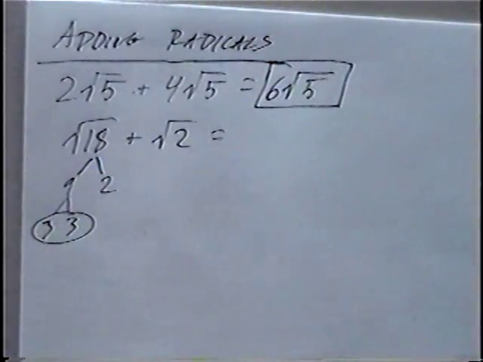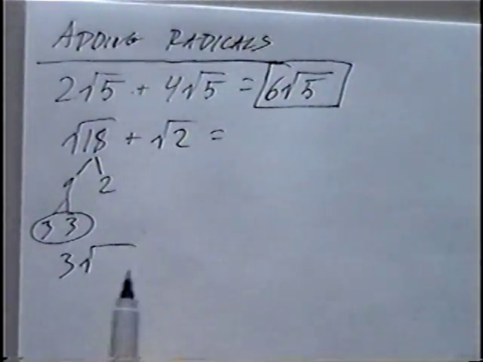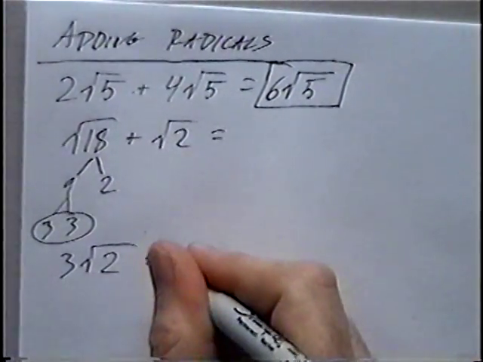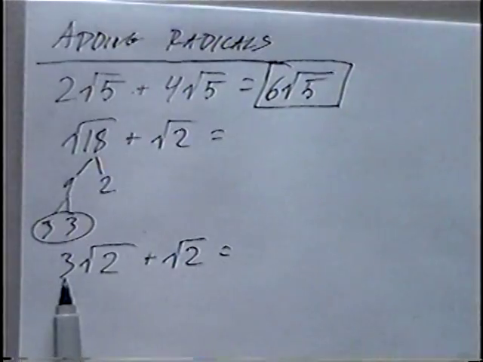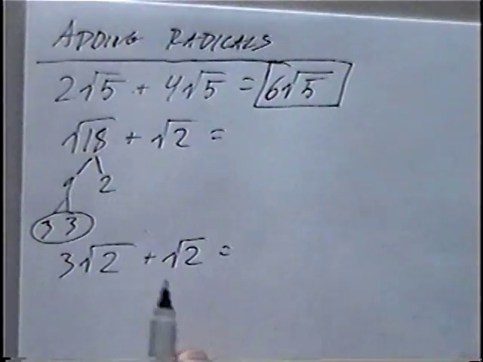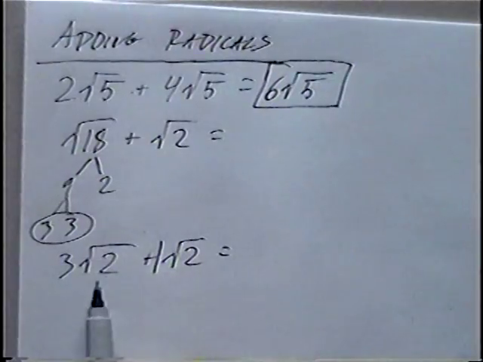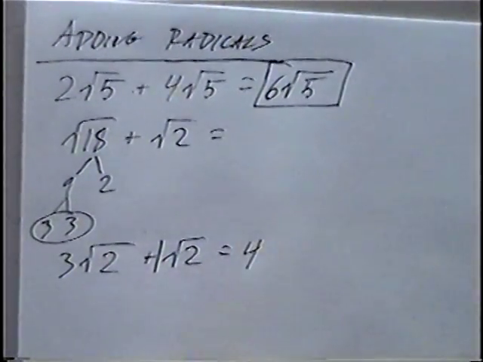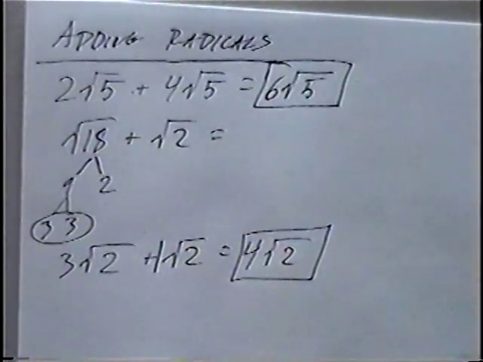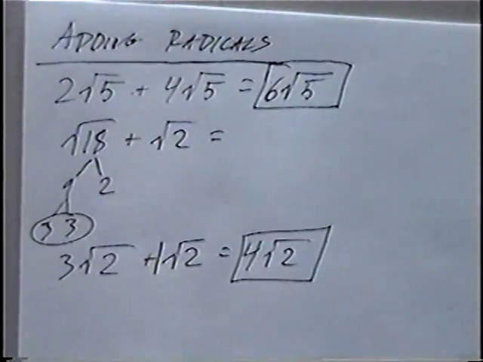Circling our pairs, we have a pair of 3's. That number would go outside the radical, and we have a single 2 that stays inside the radical. Bringing down the plus radical 2. Our new problem would be 3 radical 2 plus radical 2. There's no number in front of the radical. We can put a 1 for the coefficient. Both radicals are exactly the same, so we can add the coefficients 3 plus 1, and the radical 2's would stay the same. So our final answer, radical 18 plus radical 2, would be 4 radical 2.